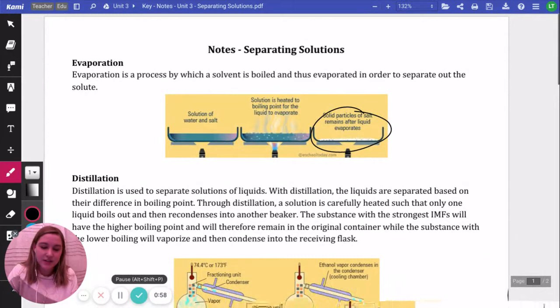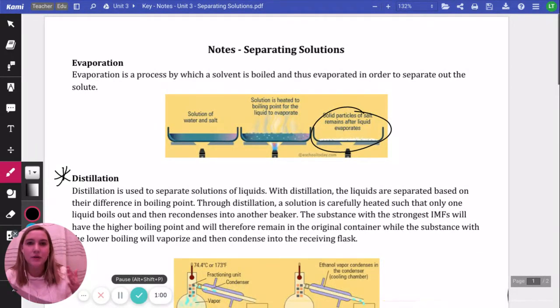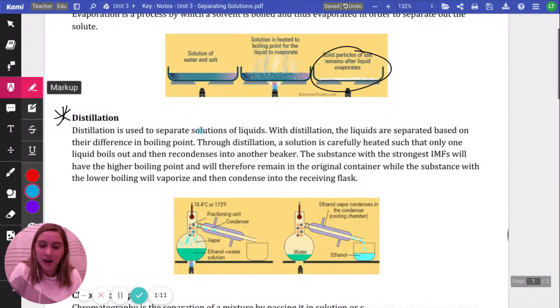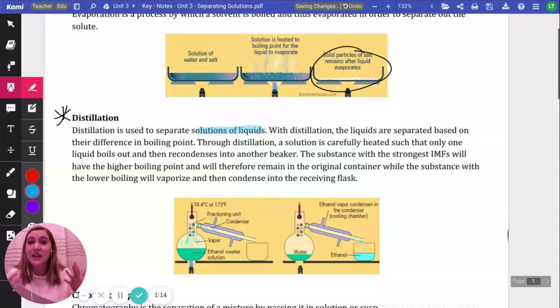And guys, I'm going to tell you guys, distillation is one of AP Chemistry College Board's favorite to ask about. So it's definitely important that you know what happens in distillation. So distillation we use to separate solutions of liquids. And basically, to be able to perform distillation, liquids have to have different boiling points. So they're separated based on the difference in their boiling points, and it's heated in a way such that only one of the liquid boils out, and then it basically travels through a condenser and it condenses into another beaker. So you're left with two separate liquids.